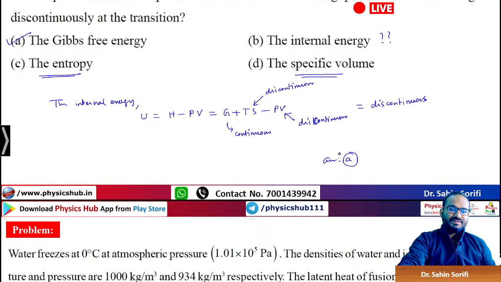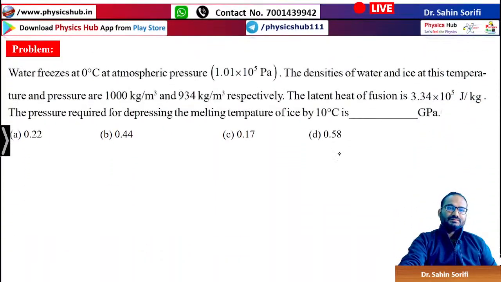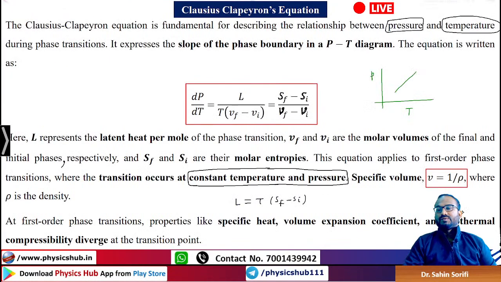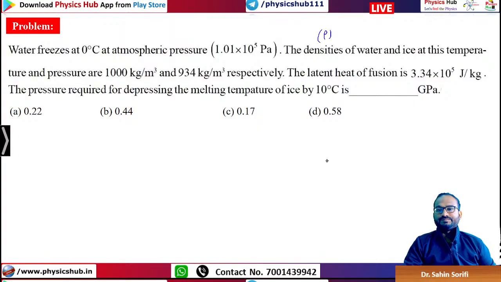Let's move on to the next question. Do this one. Water freezes at 0 degree centigrade at atmospheric pressure of 1.01 times 10 to the 5 Pascal. The densities of water and ice at this temperature are 1000 kg per meter cube and 934 kg per meter cube. Look, here density means rho values are given. I have already warned you to keep a note on this. V is equals to 1 upon rho. This formula will be useful here. Rho is given, from that you can calculate V, the molar volume.